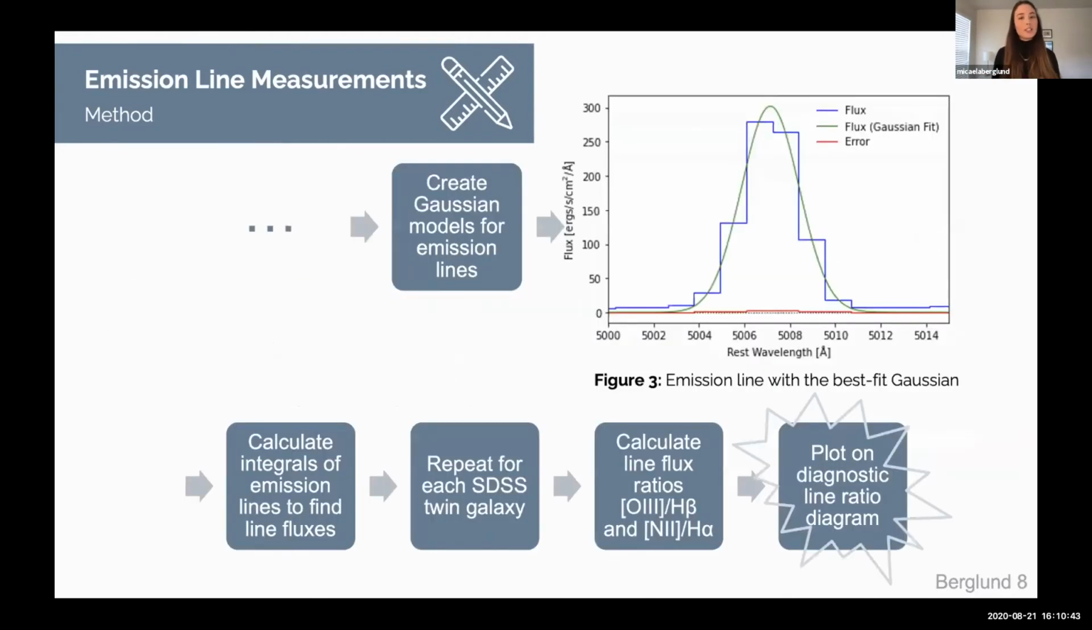So for each of those emission lines, we created a Gaussian model. Essentially, we took the pixelated emission line you see there, and we smoothed it out to make it nice and easy to integrate. We calculated the integrals of each emission line in each SDSS galaxy, and basically made a big table of all of our data. Then we could divide the rows of that table to calculate the line flux ratios. And then we could use those line flux ratios to plot them on the diagnostic line ratio diagram.